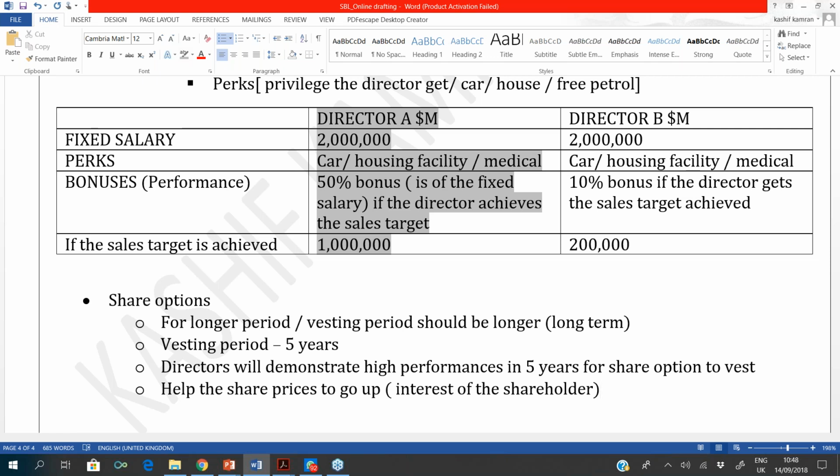If the shareholder is winning, the director is winning. And if there is an alignment of interest, it will bring very good results towards the success of the business.